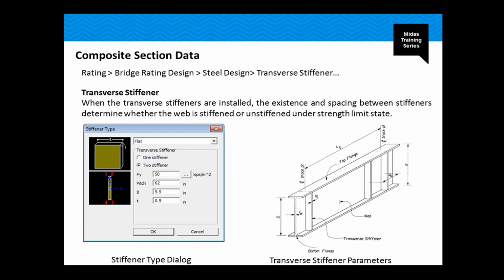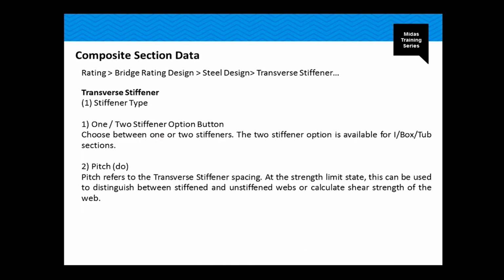And here is the diagram of how the program calculates these stiffeners. You have the T, which is basically the thickness of it, and then you have the height and the base and the materials, the Fy for each one of them. Then in the transverse stiffener, you have the stiffener type. You can also define 1 or 2. You can choose whether you're using 1 of 2 or 2.